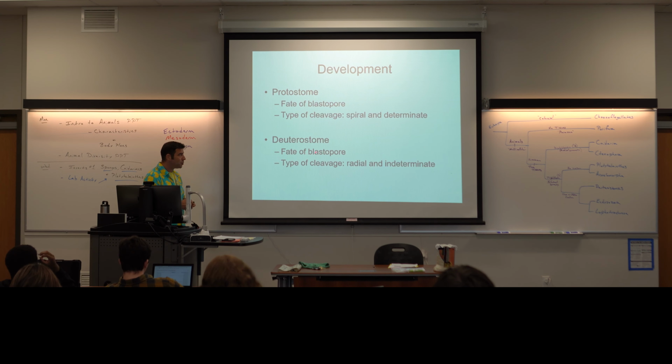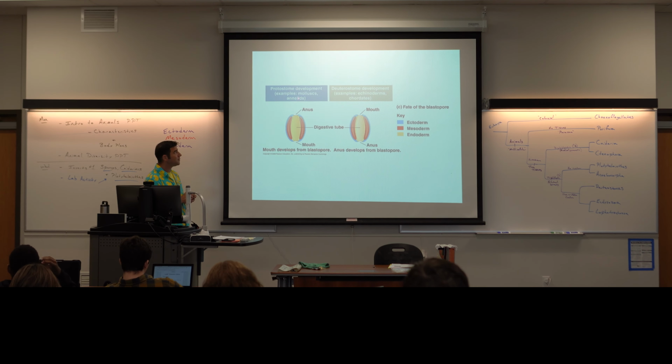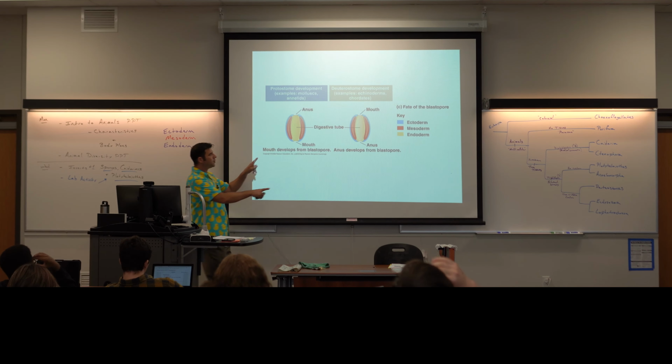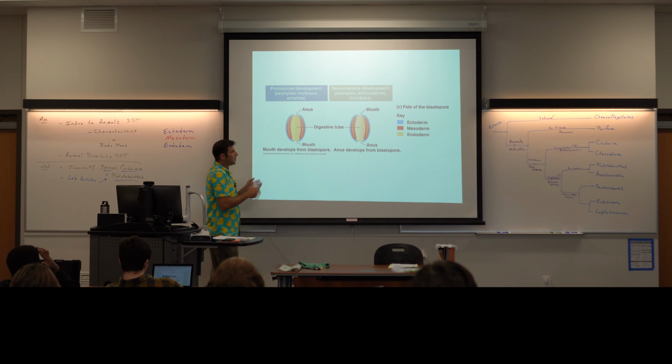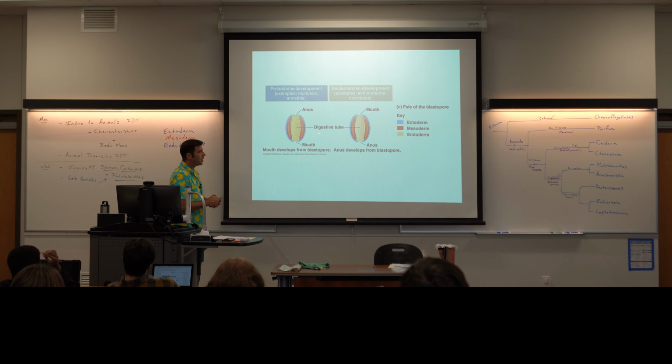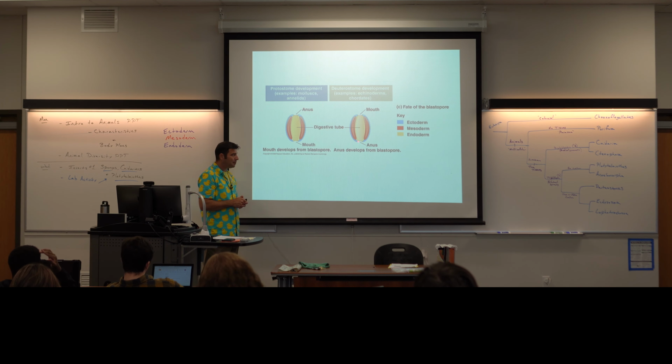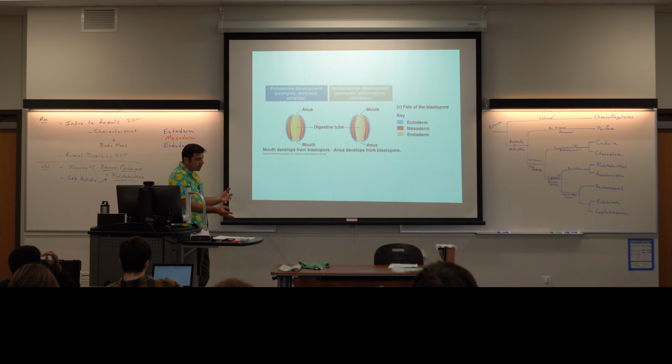So the fate of the blastopore is different between the deuterostomes versus the protostomes. We said in this first picture, because these two things look identical, you've got a digestive tube, you've got 3 germ layers. The difference is that very first opening, that blastopore. In protostomes, that blastopore develops into the mouth, whereas in deuterostomes, that blastopore is going to develop into the anus. Small, minor difference there, but fun fact for the day.